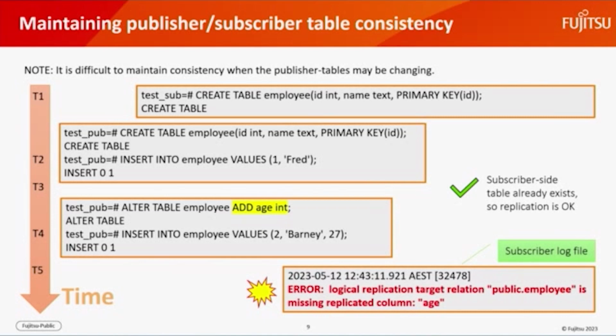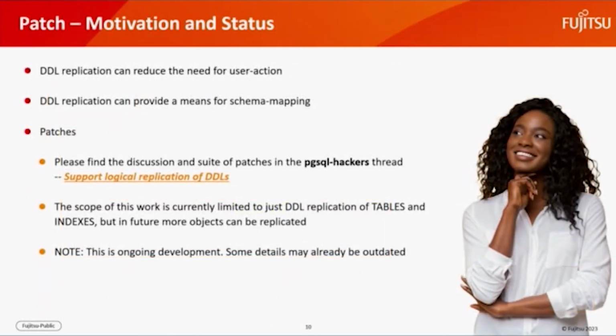So the point to notice on this slide is that you're trying to keep up with a moving target all the time. You could have synchronized everything, but the publisher side might not be in your control, so you don't really know what's going to come next to cause an error. So this is the main motivation for the patch.